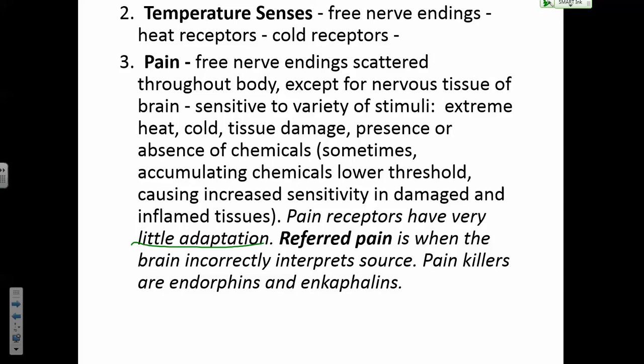Referred pain, you've all heard of this. What are some of the classic warning signs of an impending heart attack? Chest pain is one. In your arm, most times it's the left arm, but it could be the right. The jaw, you ever heard of jaw pain associated with heart disease? All right, that's all what we call referred pain.